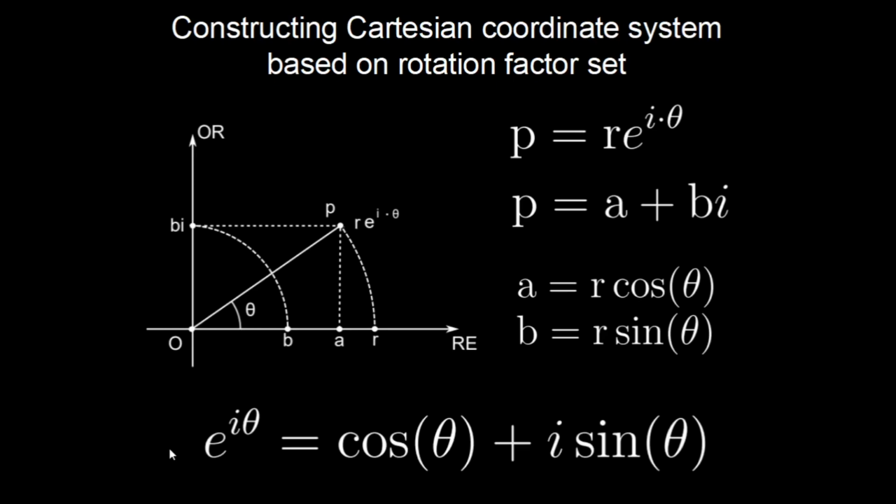The position number p in this equation is equivalent to the definition of the complex number. The orthogonal rotation factor I here is equivalent to the imaginary unit. The discovery of the rotation factor set along with the orthogonal rotation factor I finally reveals the causality origin of the mysterious imaginary unit.